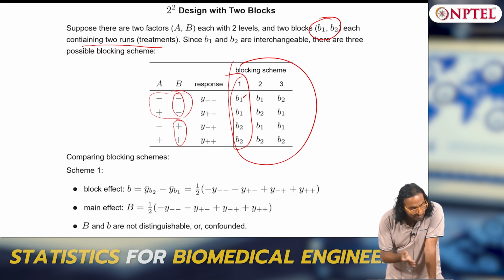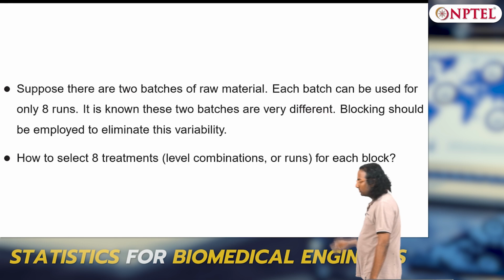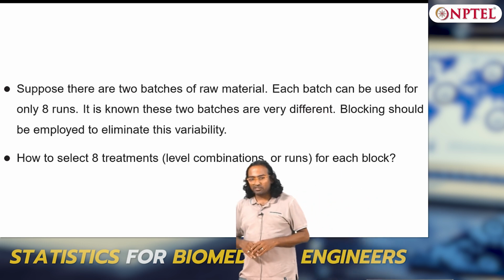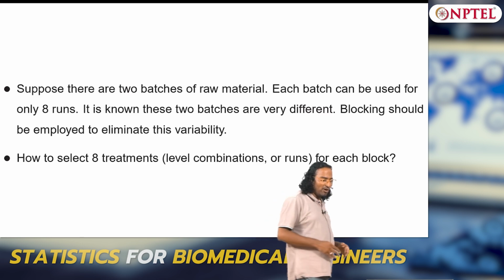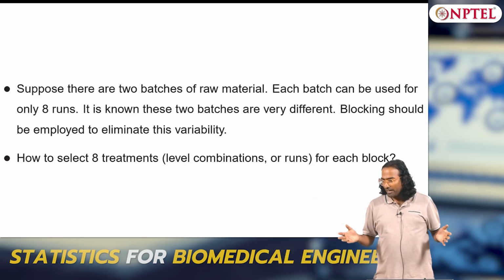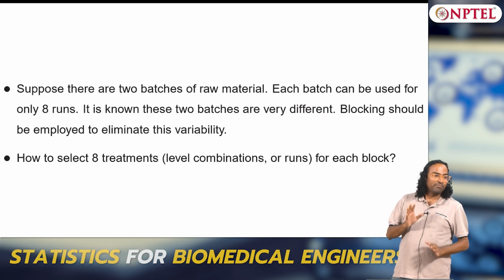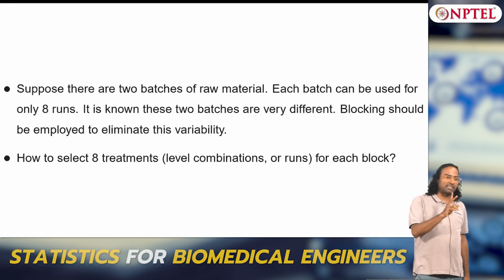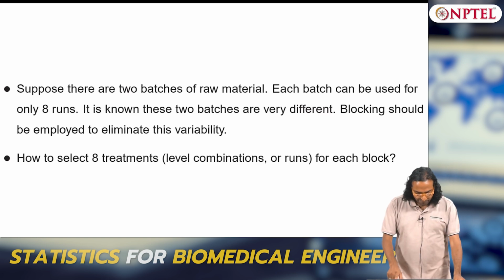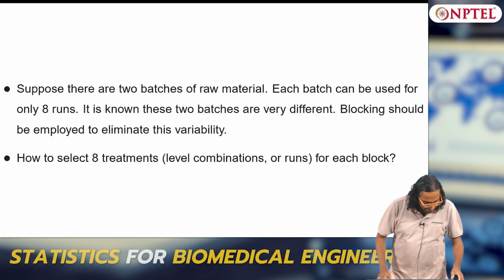You understand? So this is typically the case like this. I will show you a case. Suppose there are 2 batches of raw materials. So when you have 2 batches are different, obviously 2 batches are different and each batch can be only used for 8 runs. Each batch can be only used for 8 runs. It is known these 2 batches are very different. Blocking should be deployed to eliminate this variability.